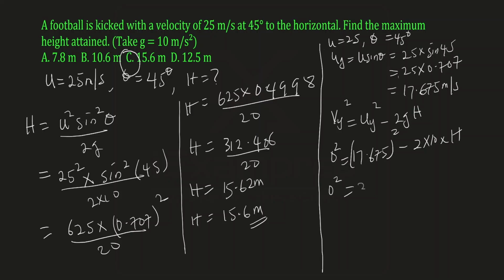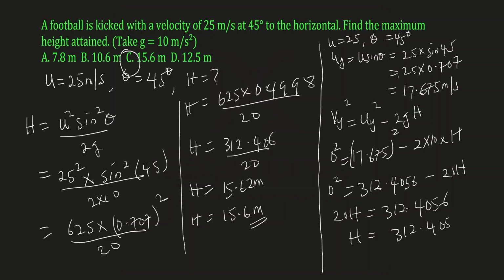This will give us 0 equals 312.4056 minus 20h. So add 20h to both sides. We have 20h equals 312.4056. So if we divide all through by 20, we have 312.4056 divided by 20, and that is going to give us 15.6 meters, which is what we got using the formula method. You can use any method that is convenient for you.